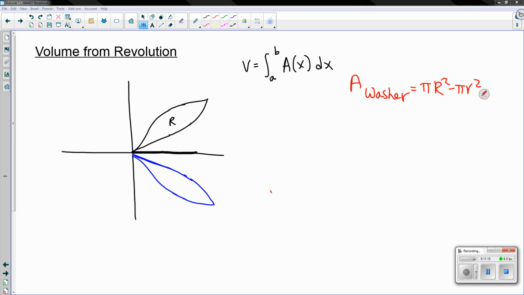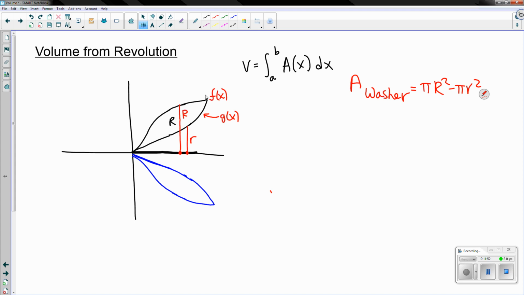So the outer circle is generated from revolving this top function, which we'll call f, and this bottom function we'll call g. So the larger circle is formed when we rotate f around that axis of rotation. We know the center of the washer, just like the center of the circle, is going to be found at the line of rotation, or the axis of rotation. The distance from the axis of rotation to the function that's furthest away gets us our capital R, and the distance from the axis of rotation to the closer of the two functions gets us lowercase r.